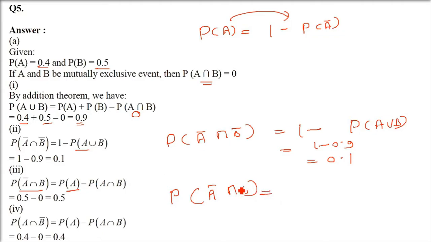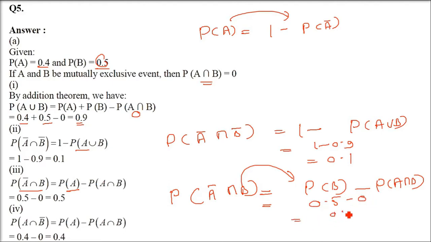So PA complement intersection B is going to be, you have to see PB. This has no complement, so put it here, PB. Whichever has no complement, put it here, and then without complement, just subtract PA intersection B. So PB is 0.5. As I said, PB you have to write, PA is wrong. I'll just change it. 0.5 minus 0 is 0.5.